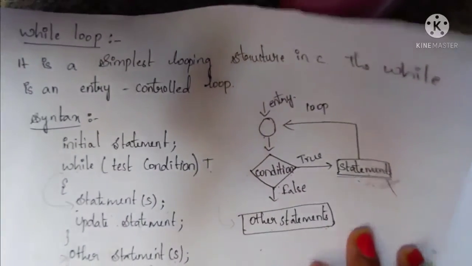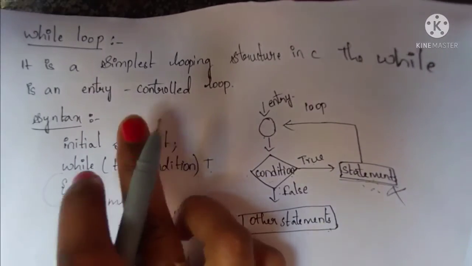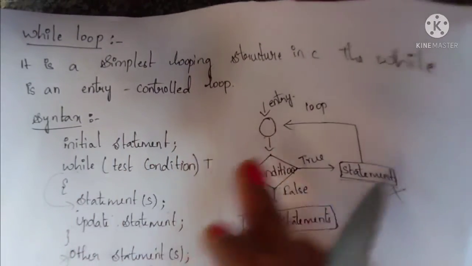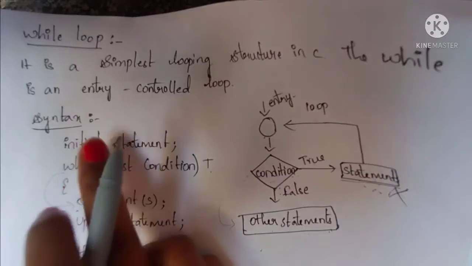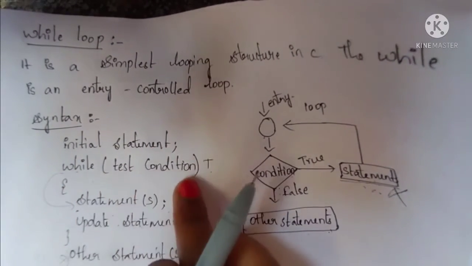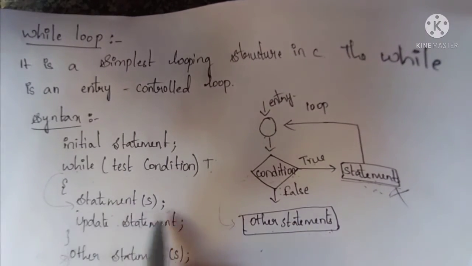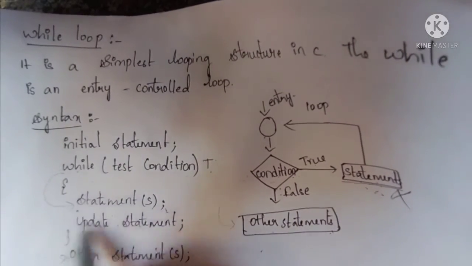While loop is a simple looping structure, and we call it an entry controlled loop. The syntax is, first we write the initial statement, next while, test condition. If this test condition is true, then it will execute these statements. So these are all the statements.